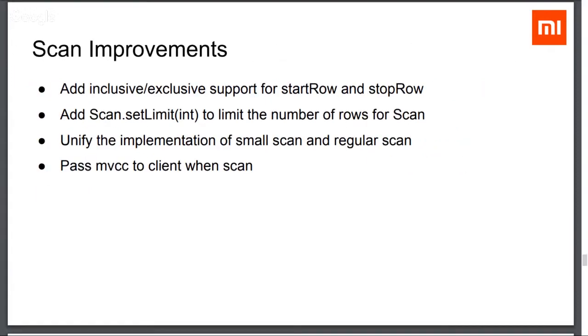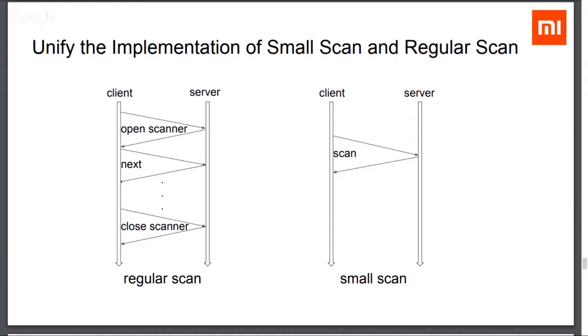The second part I will talk about is the scan improvements we made. We added inclusive and exclusive support for the start row and stop row. And we added a set limit method to limit the number of rows that will be returned. We also unified the implementation of the small scan and regular scan.